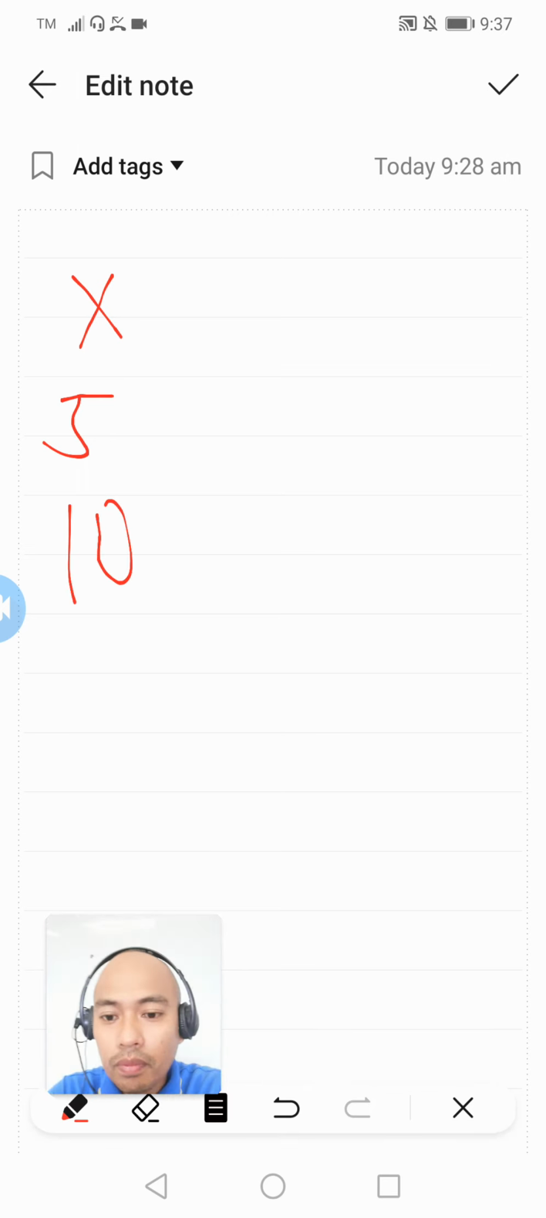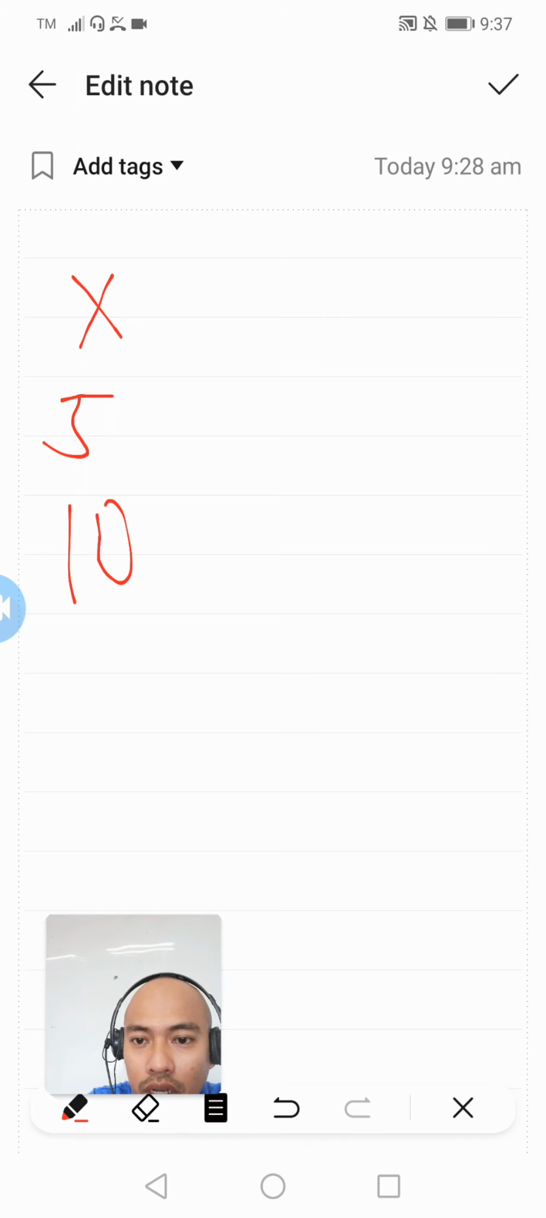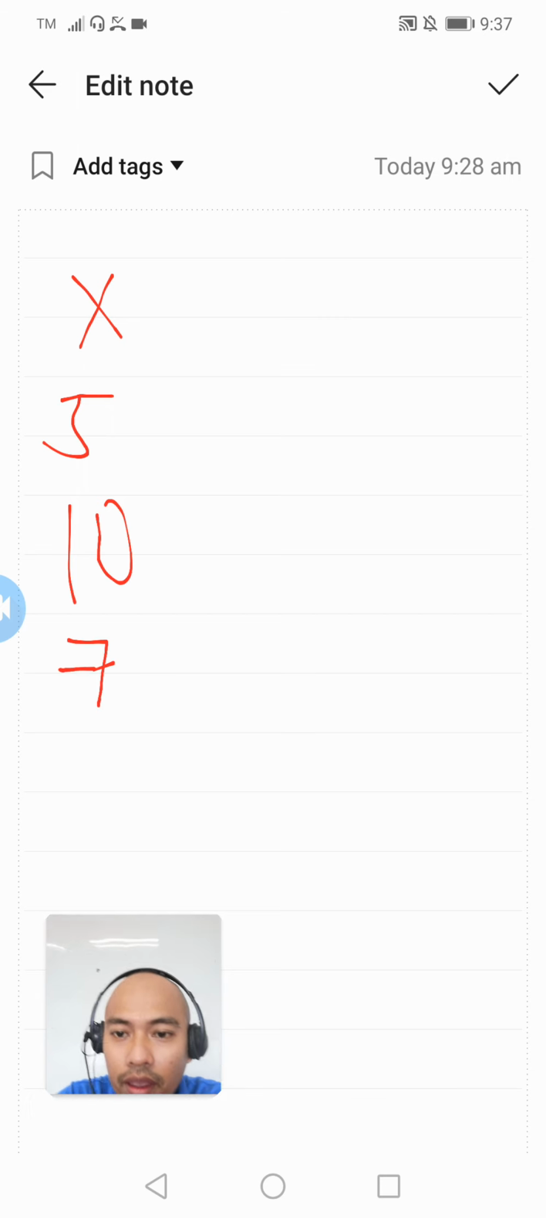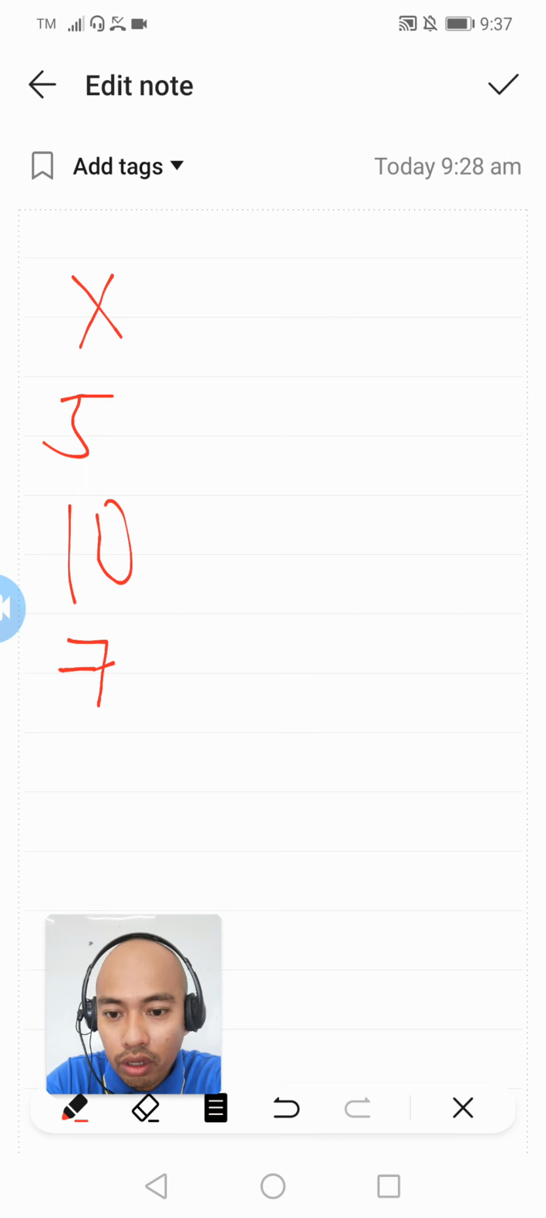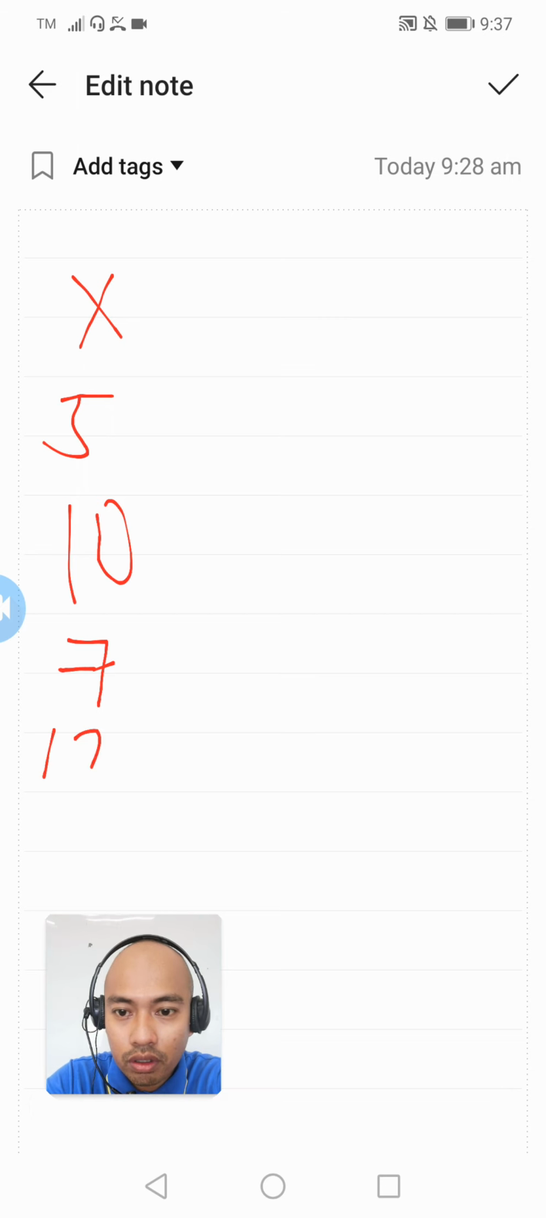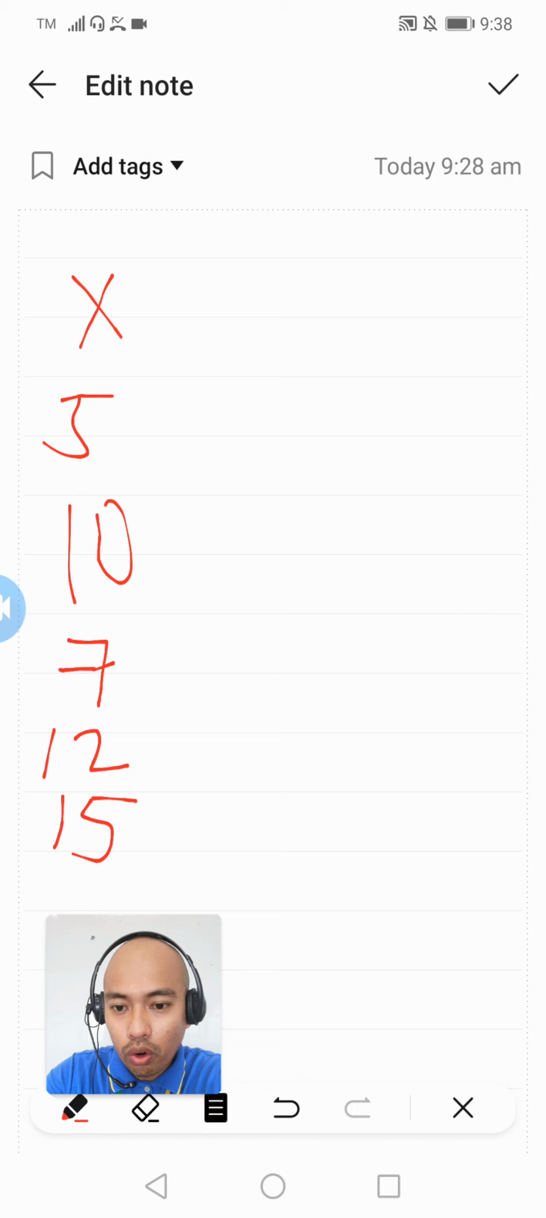Then the third student got 7, let's say, and the fourth student got 12. And the fifth student, the last student, got 15. So these are the scores of the respondents in an English quiz or examination given by a particular teacher. Now, let's say our problem is we want to compute the average grade of the 5 respondents.